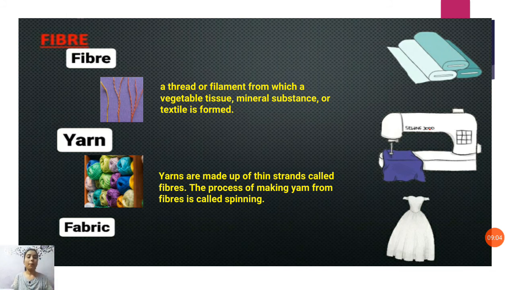Those are called yarns. The process of making yarn from fiber is called spinning. Spin means circling, means we rotate it. We spin the fiber and form a ball. That is known as the spinning process. Spinning process is making yarn from the fiber.